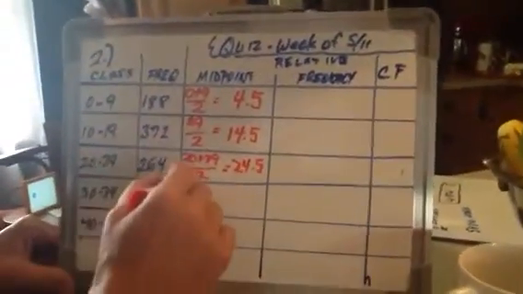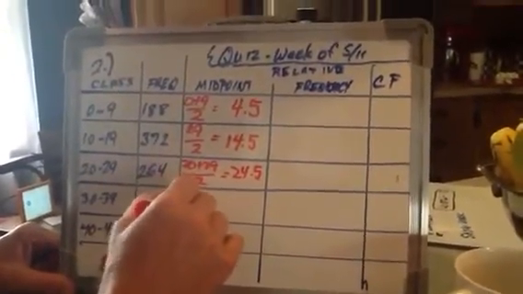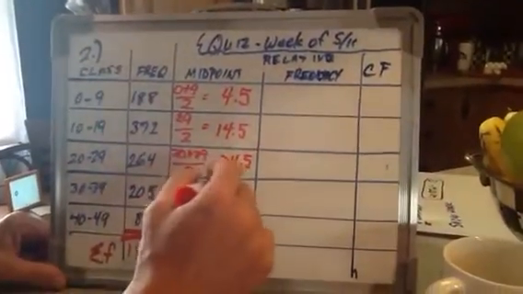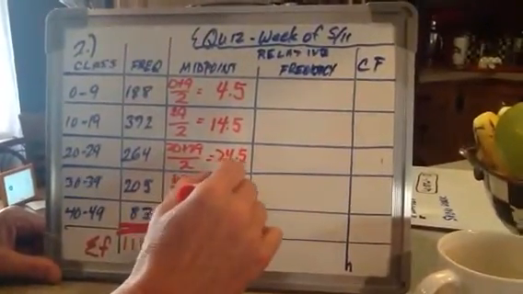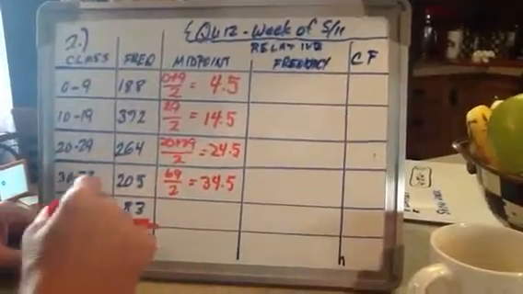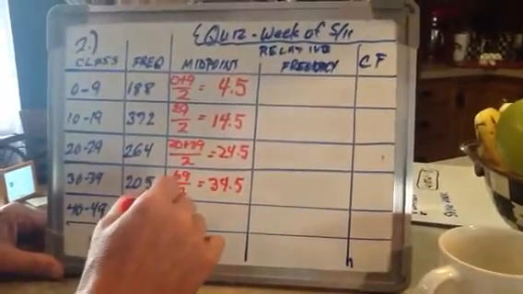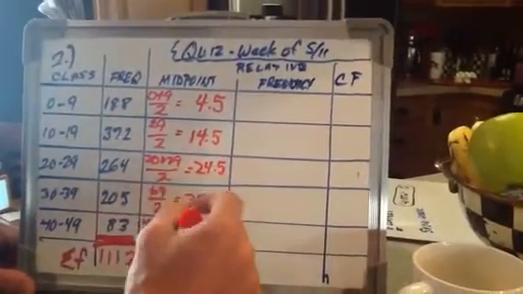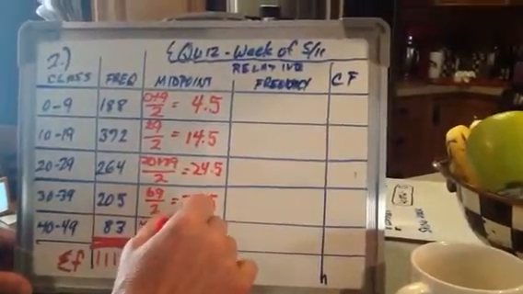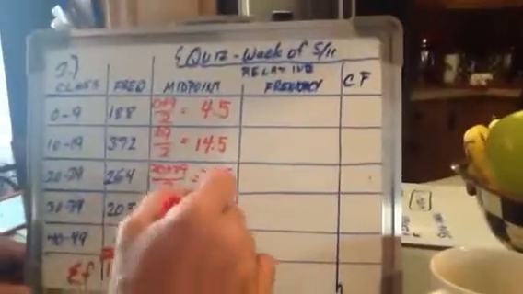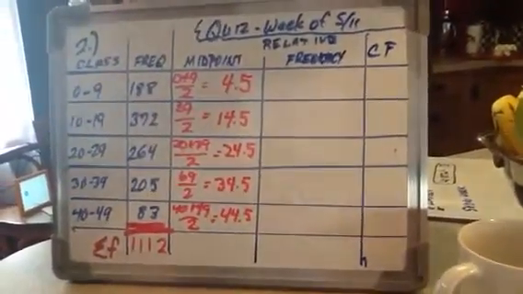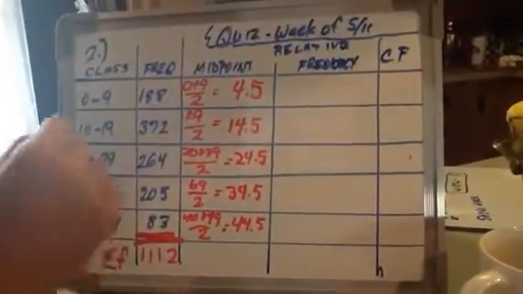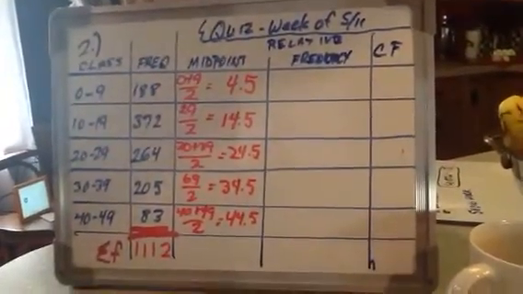30 plus 39 is 69, divided by 2, 34.5. And then last but not least, 40 plus 49 is 89, divided by 2, 44.5. Very good. So it's up to you which way you want to show all work. Do you want to add it or do you just want to do it in your head? That was our midpoint.